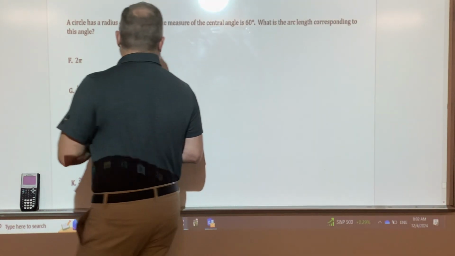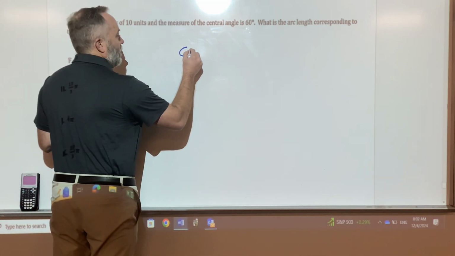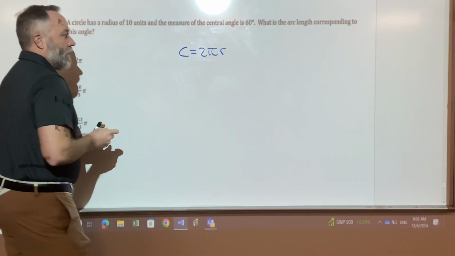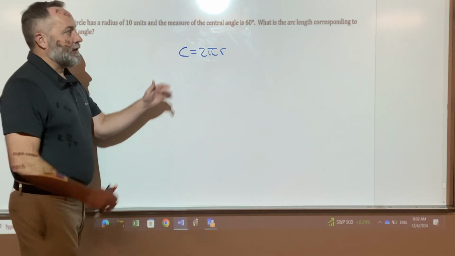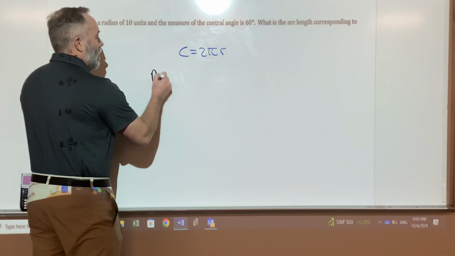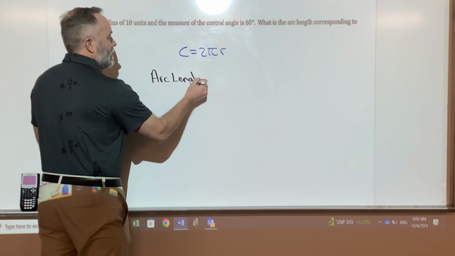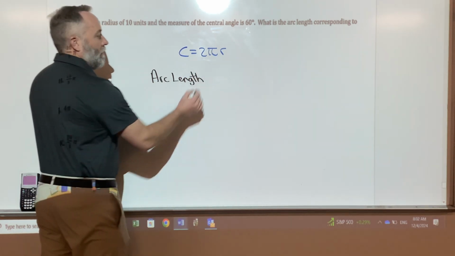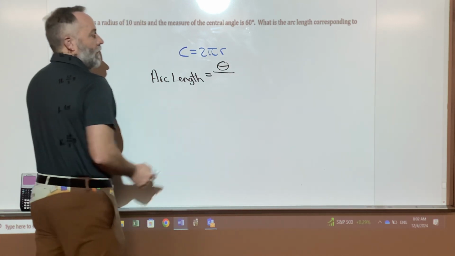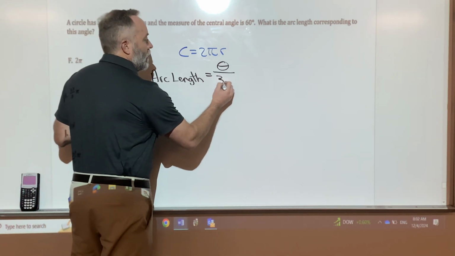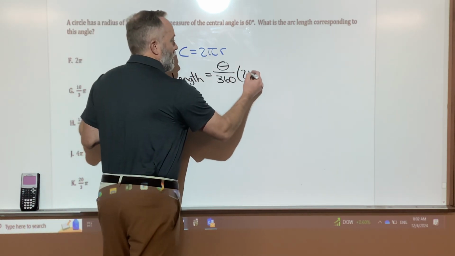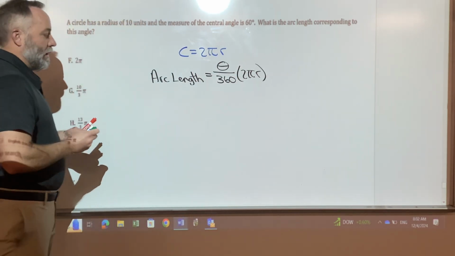Okay, so one equation we want to be familiar with is that the circumference is equal to 2 pi times r, or twice the radius times pi. And the arc length is just a portion of that circumference. So we could say the arc length is some percentage of the circumference, which in this case is just the central angle theta, that's the variable representing an angle, over 360. What part of the full circle are we looking at here? Times the circumference. So we're just taking a piece of the circumference.